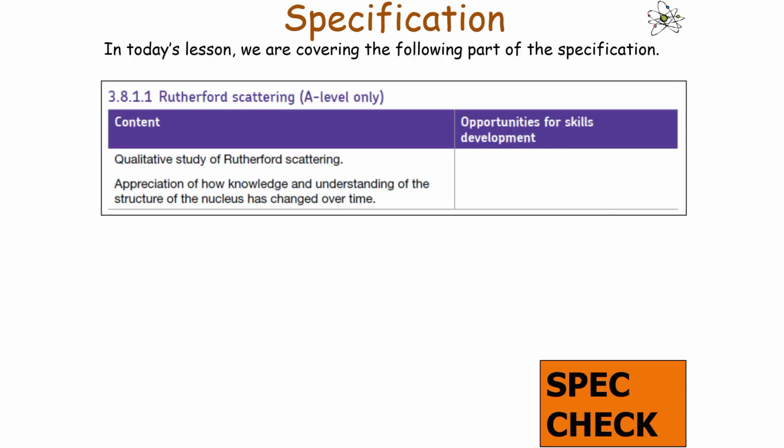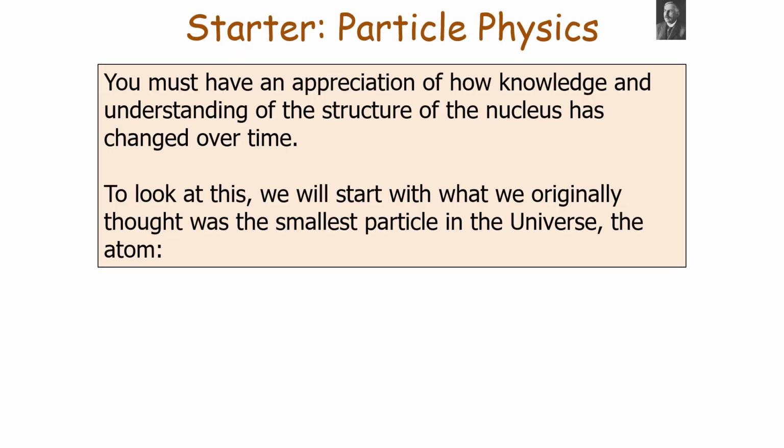So in today's lesson we're covering the following part of the AQA A-level physics specification. 3.8.1.1 Rutherford scattering. So you must have an appreciation of how the knowledge and understanding of the structure of the nucleus has changed over time.